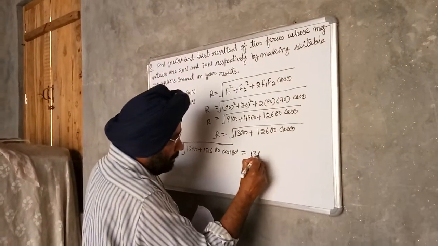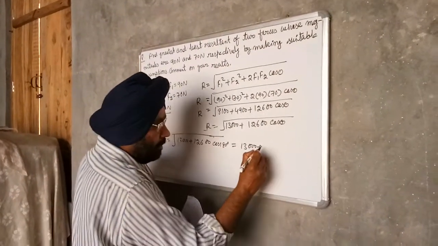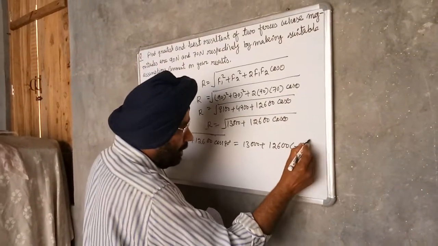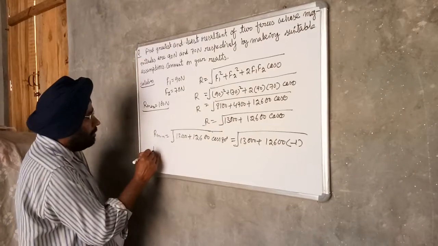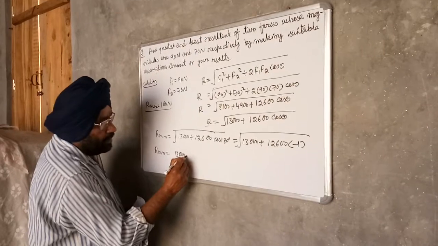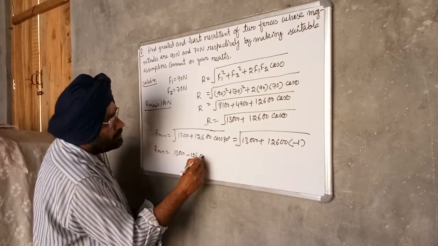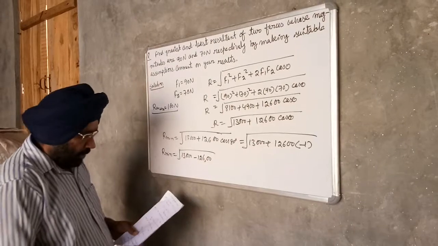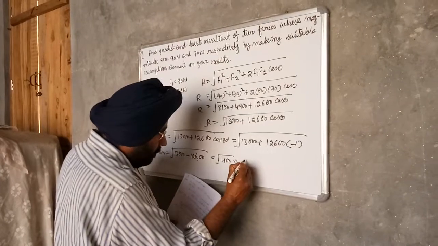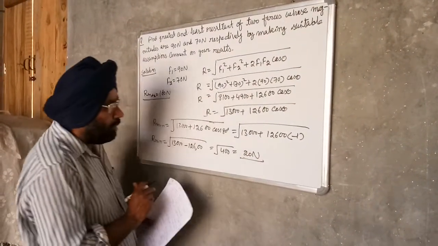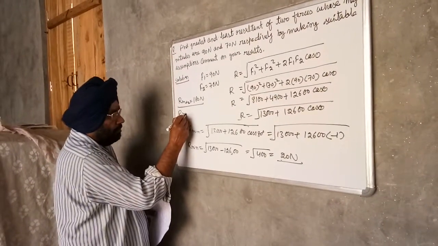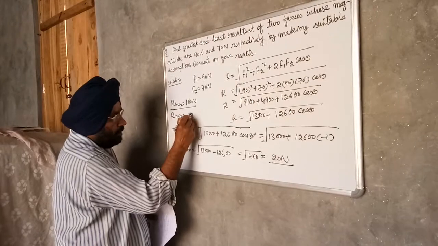So this is the square root of 13,000 plus 12600 cos 180 degree, which is equal to minus 1. So the minimum value of the resultant force is the square root of 13,000 minus 12600. This is the square root of 400, so this is 20 Newton. So the minimum value of the resultant force is 20 Newton.